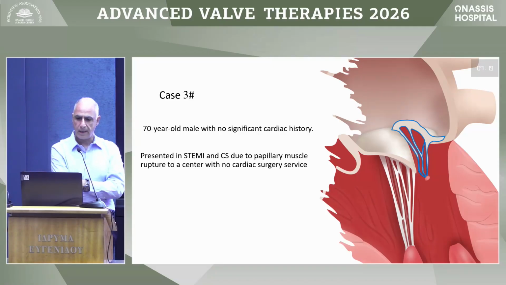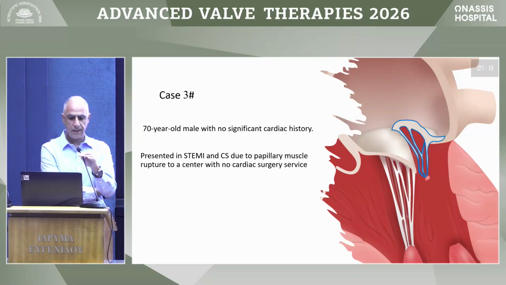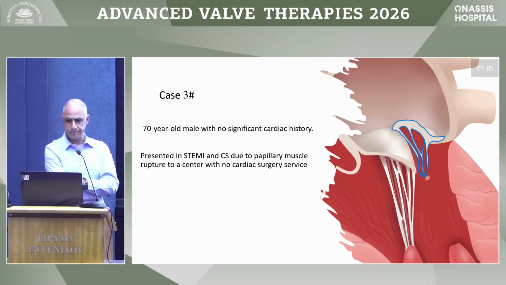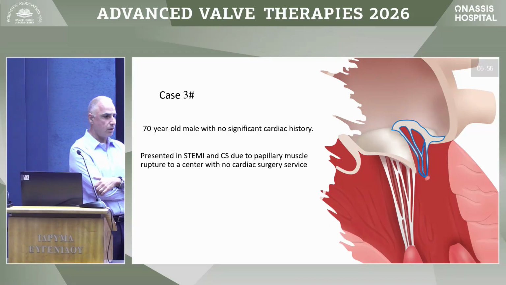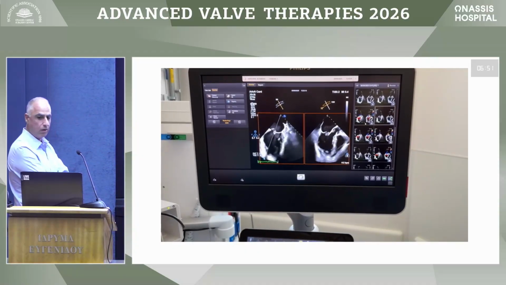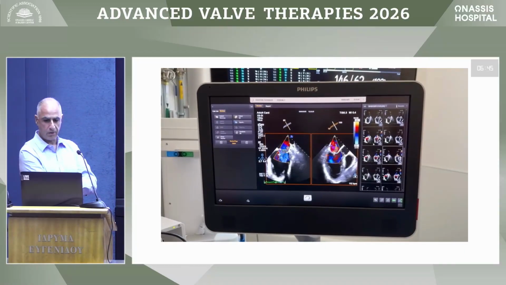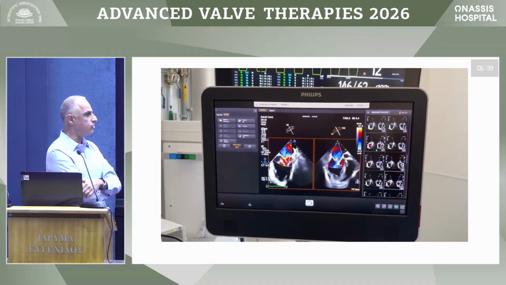This is a 70-year-old man with no significant cardiac history, presented in STEMI and cardiogenic shock to another hospital in Israel, located in the south part of Israel, 90 minutes drive from my hospital. And there was no cardiac surgery service in this hospital. And then they took a picture of the TEE that they've done on the table. We can see here papillary muscle rupture. We can see the head of the papillary getting into the left atrium with severe mitral regurgitation.